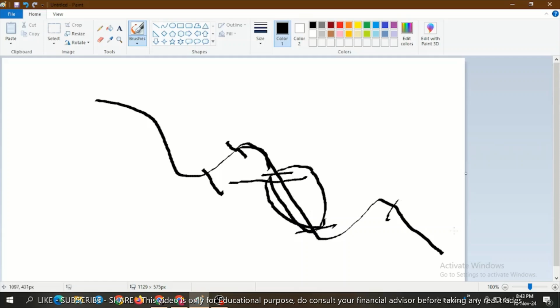You want to enter somewhere here, exit somewhere here. But if you work on the buy side somewhere here, it will hit hassle.